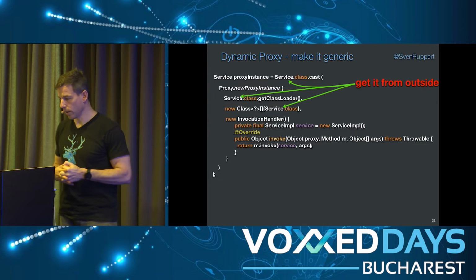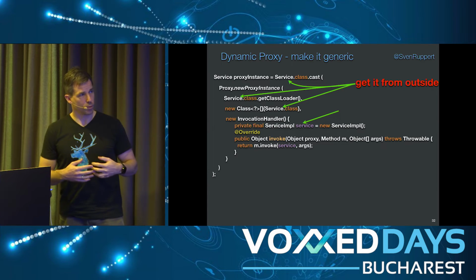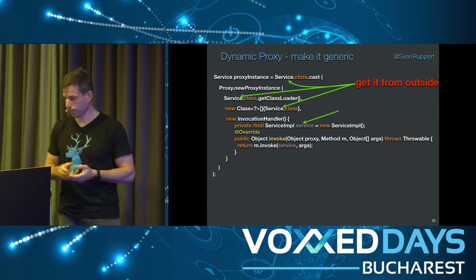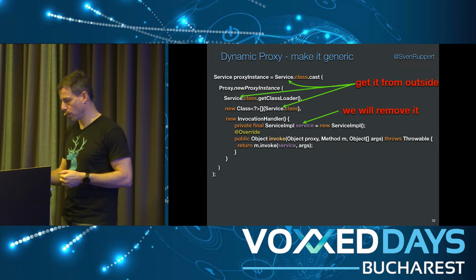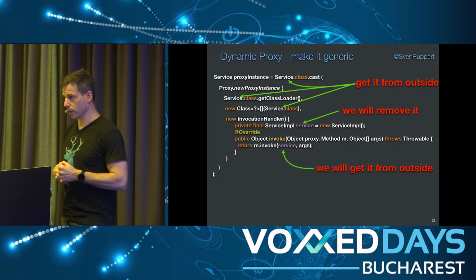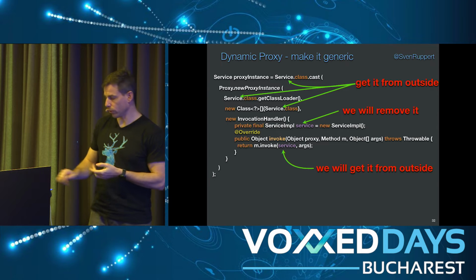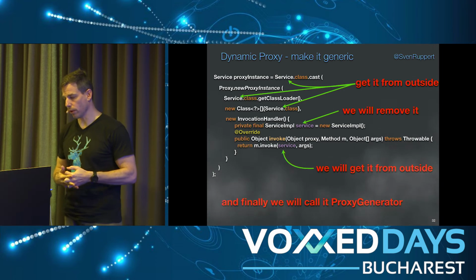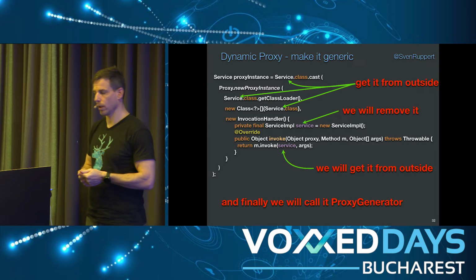Okay. The next thing is I want to get rid of this one. This is hard-coded in my proxy. And this we have to remove. And last but not least, I will get this instance from outside I want to delegate through. If I want to remove all this stuff and want to make it more generic, I can call this one a proxy generator. How does it look?